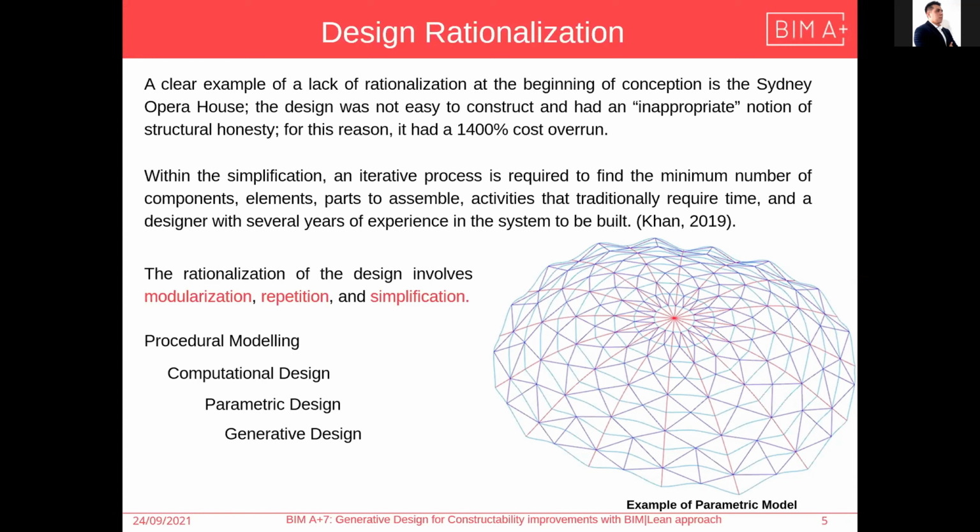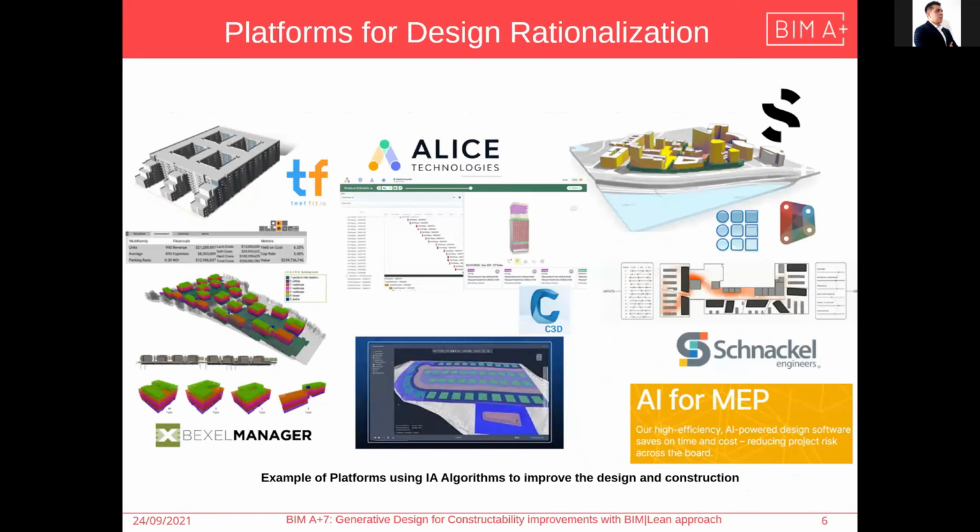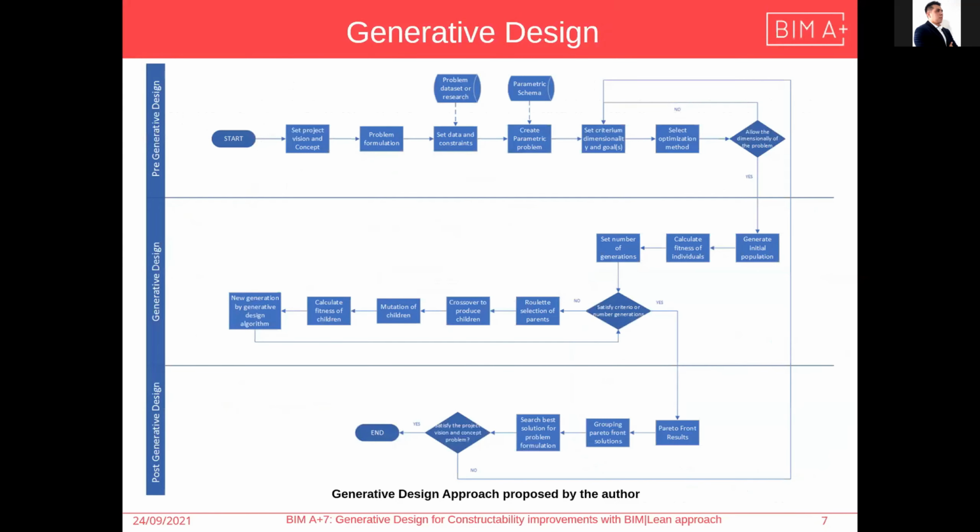The procedural model started in the early 60s. Then we developed an approach for how to use these elements with computational design, going to parametric design, and then generative design. We have platforms that help with design rationalization. And then we have the specific mechanisms that we use for this case study. We define three phases: the pre-generative design, the generative design, and the post-generative design.